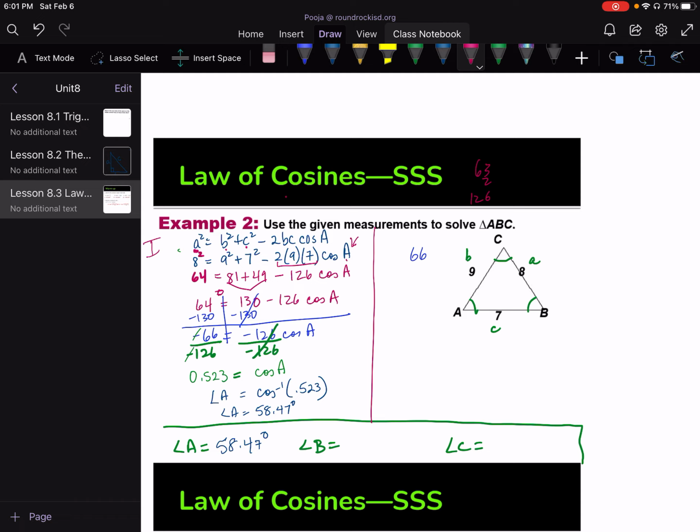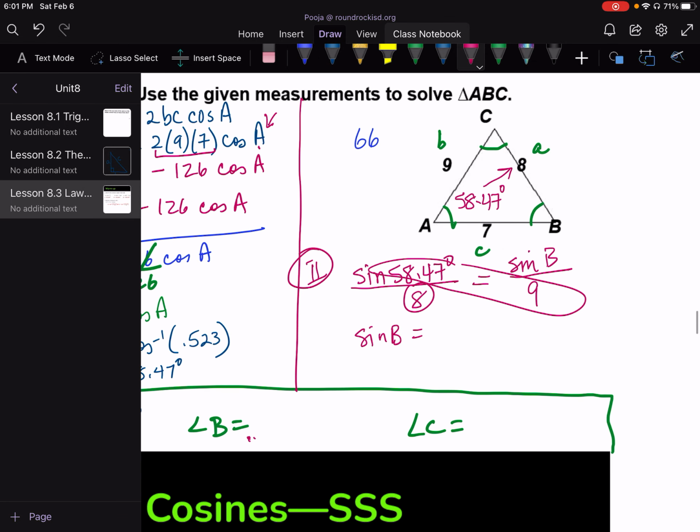Now that I have angle A, 58.47, do I have an angle side pair? Now I actually have an angle side pair. I know angle A and I know side A. So my second step would be that I can use law of sine: sine A over 8 equals, what's next? I'm going to get to B, so sine B over side B, which is 9. I'm going to cross multiply these two, put it over that. So sine B equals 9 sine 58.47 divided by 8. Well, let's go find the value.